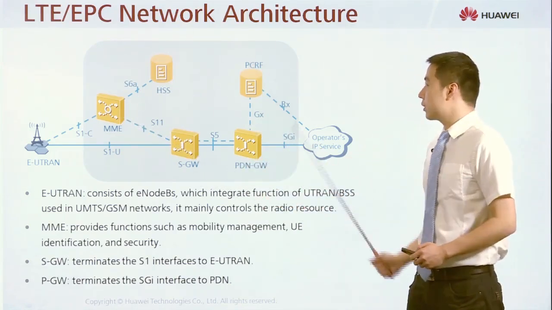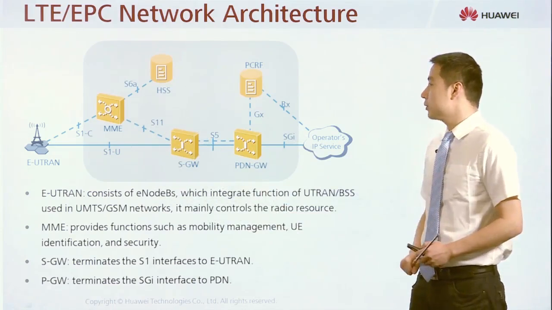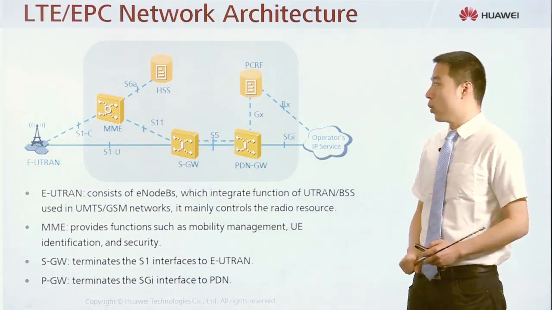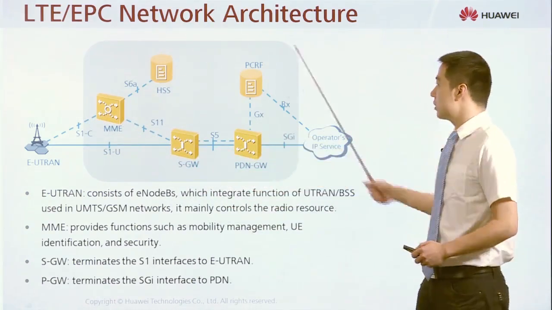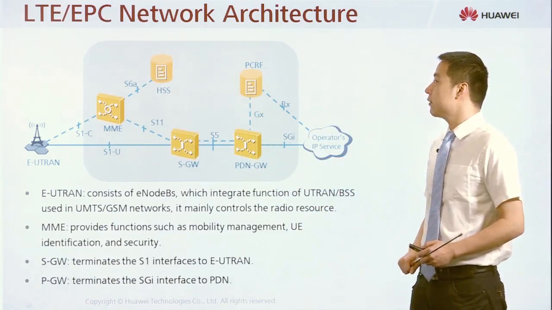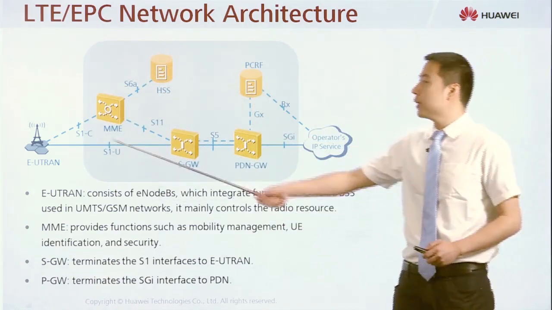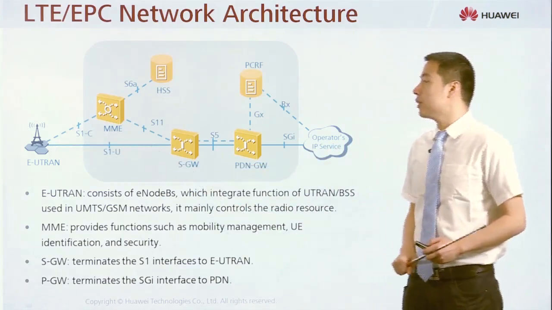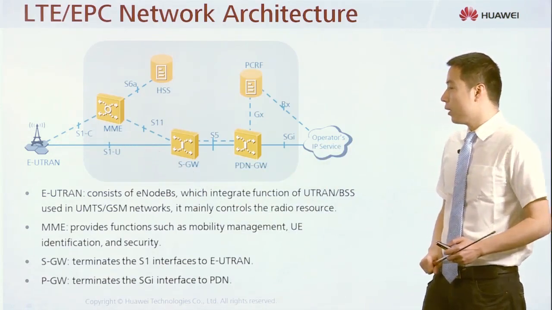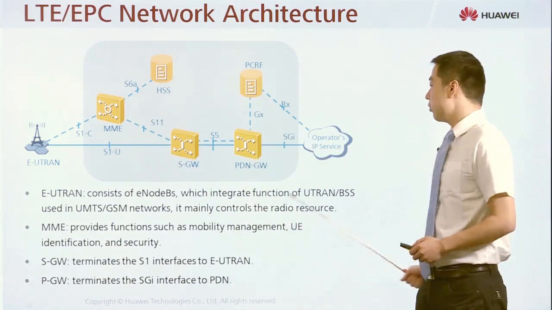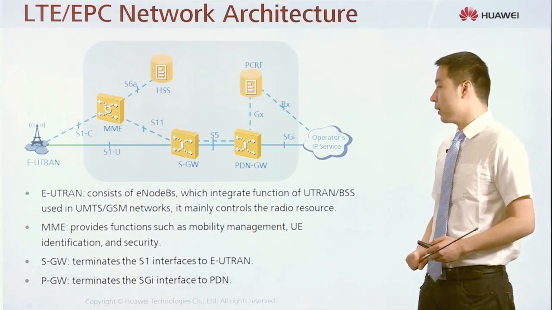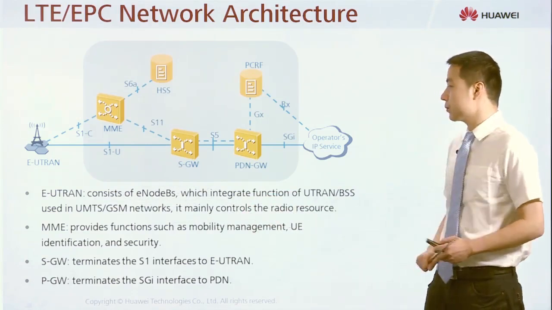In the right part of these circles, this is the core network, and in the left part, this is the device for the radio network. We have many different devices in the core network. For the radio access network, we only have one device. We call it eNode-B, evolved Node-B, which integrates the functions of UTRAN or BSS used in UMTS or GSM networks. It mainly controls the radio resources.